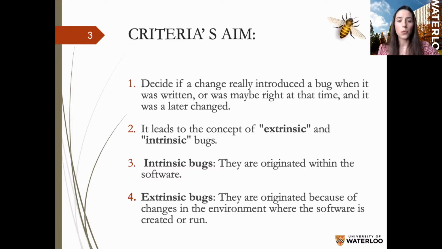With the criteria that I just mentioned, we tried to decide if a change really introduced a bug when it was written and submitted the first time, or if the change was right at the time of being written and it was later changed to fix a bug. This criteria is very important because it leads to the concept of extrinsic and intrinsic bugs. While an intrinsic bug is originated within the software, an extrinsic bug is originated because of changes in the environment where the software is created or run.